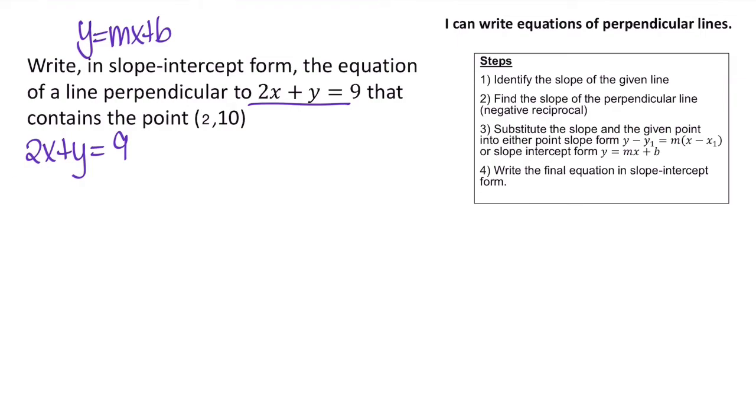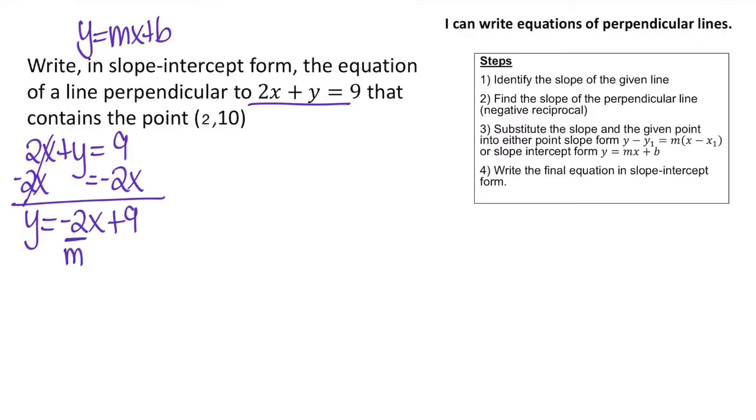of the slope. So we're going to subtract 2x from both sides. So when you subtract 2x from both sides, on the left side, we're left with y, and then we have negative 2x plus 9. So negative 2 is the value of the slope, so we have m equals negative 2, which is negative 2 over 1. So now let's figure out the slope of a perpendicular line.